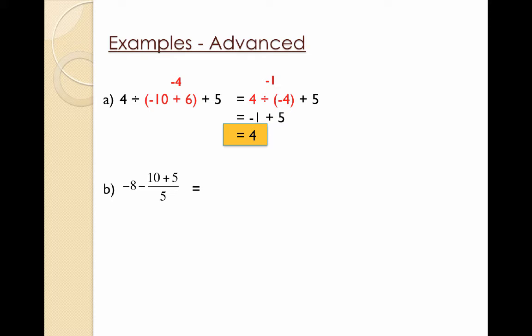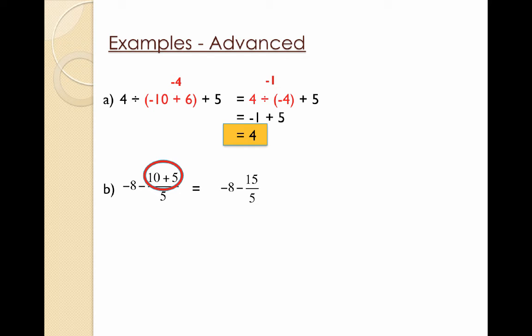And that's a positive 4. I don't need to write the plus in front of it. It just means positive 4. With question B, I have -8 take away, and then there's a fraction, and fractions sometimes confuse students. But before I do anything in that fraction, I need to do the 10 plus 5 first. We don't write brackets, but we can assume that there are brackets around that. Let's just say that this comes under the other category in BODMAS, the O.